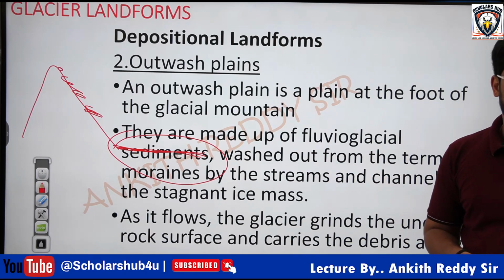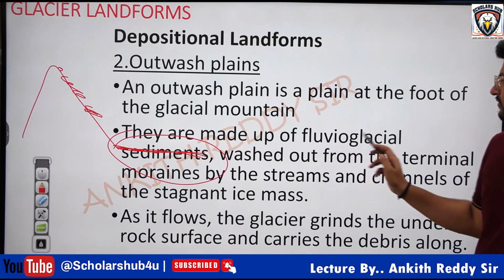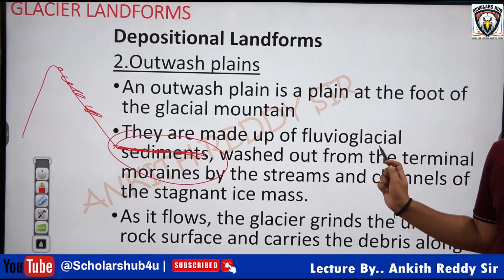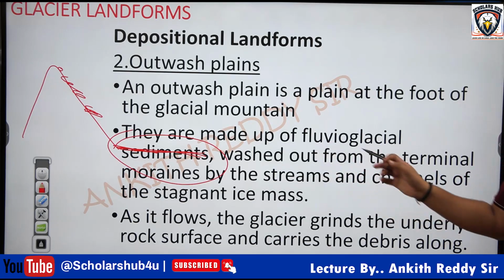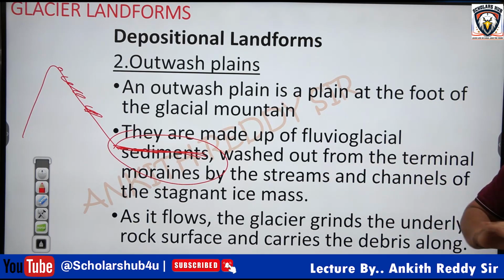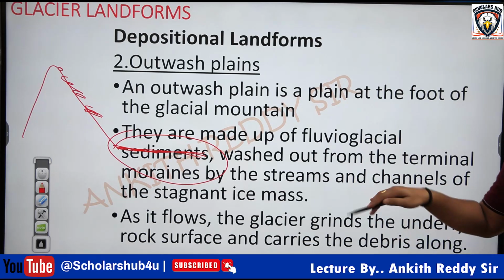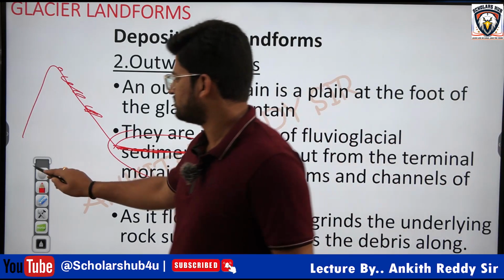Okay, so an outwash plain is a plain that is formed at the foot of the glacial mountain. They are made up of fluvioglacial sediments. That means fluvial means water, glacial, mixed sediments, and washed out from the terminal moraines. The moraines is debris, and it is spread over in that region, forming a plain there. That is called outwash plain.